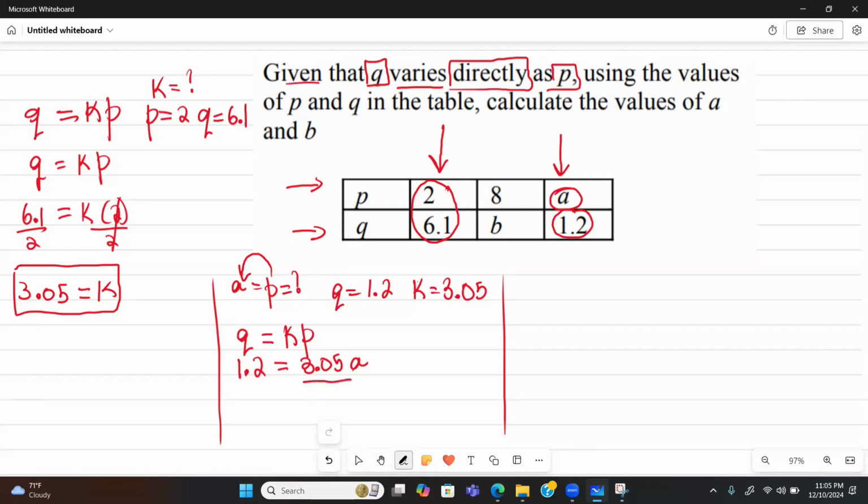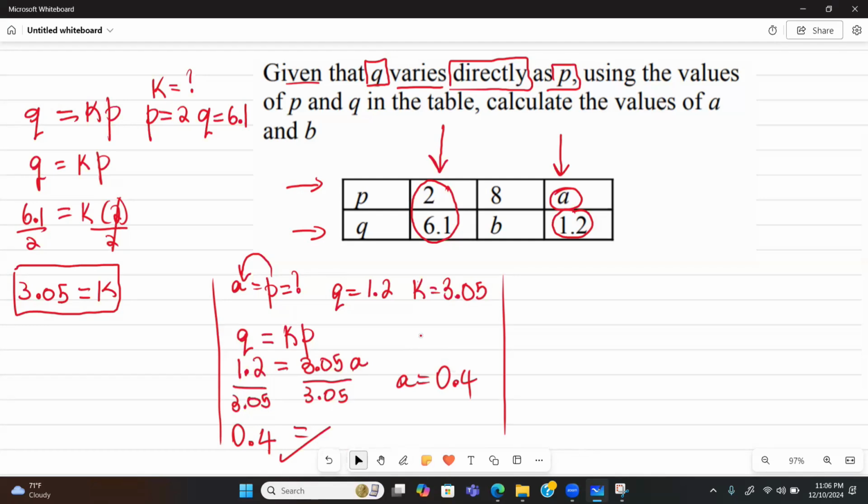Now, to find a is simply to divide here. So we're going to divide both sides by 3.05. So what we have here is 1.2, and I'm going to divide that by 3.05. And I'm going to get 0.39, or we could say 0.4 to 1 decimal place. So this is equal to a. So my a value is 0.4. So that is my a value there.